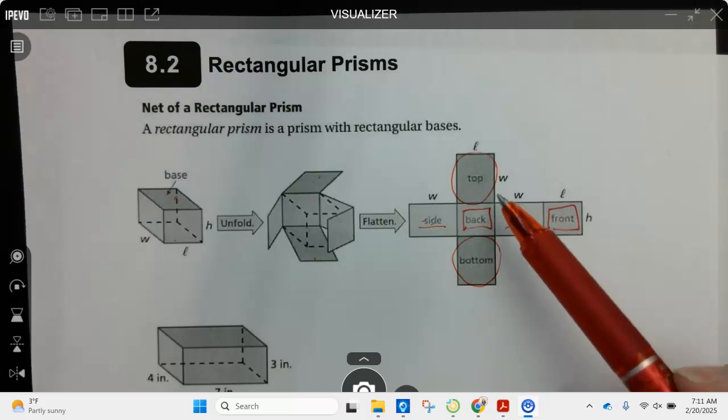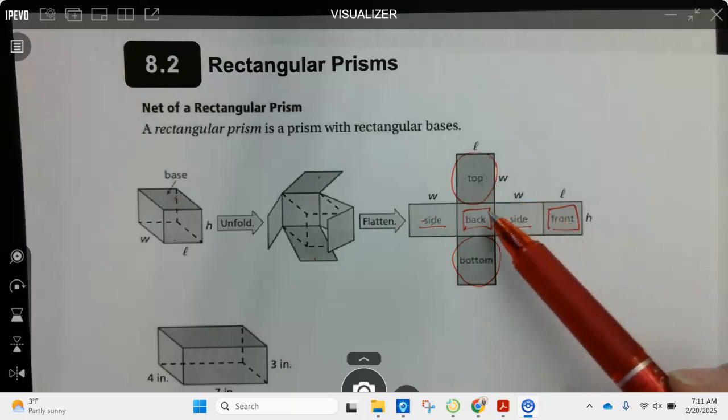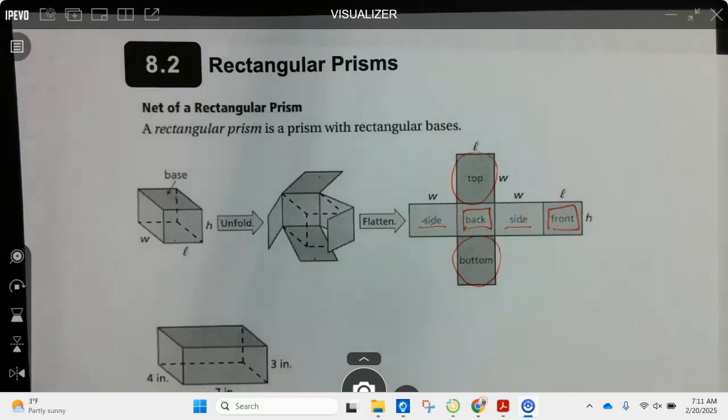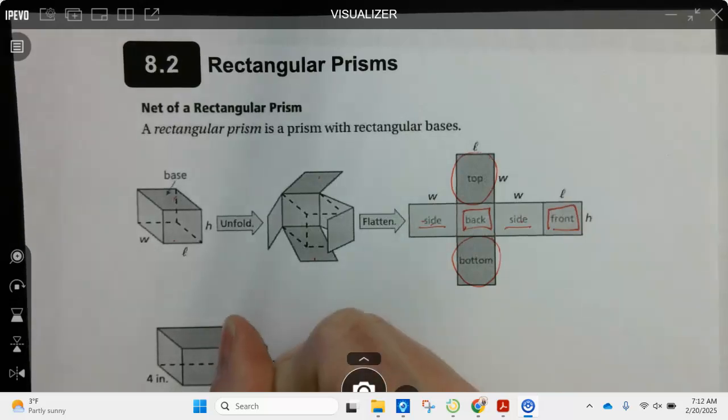The other thing we can think about is the fact that it has 6 faces. So 1, 2, 3, 4, 5, 6. Anytime we find the surface area of a rectangular prism, we need to make sure that we have all 6 faces accounted for. So for our first one, here's the front face.